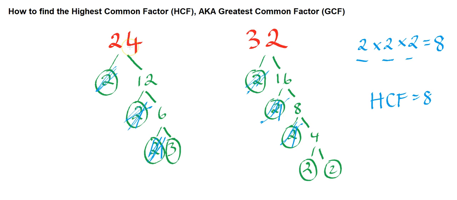8 goes into 24, so that goes into it 3 times, and 8 goes into 32 4 times, so 8 does go into both of them. It is the highest, it's the greatest number, it's the greatest factor that can go into 24 and 32.